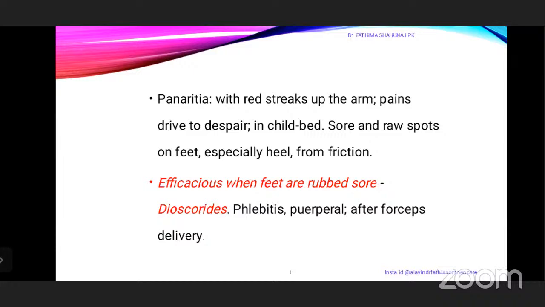And with red streaks up the arm and pain driving to despair in childbirth, sore and raw parts on feet, especially heel from friction. Efficacious when wet or rub sore, purpura after forceps delivery.